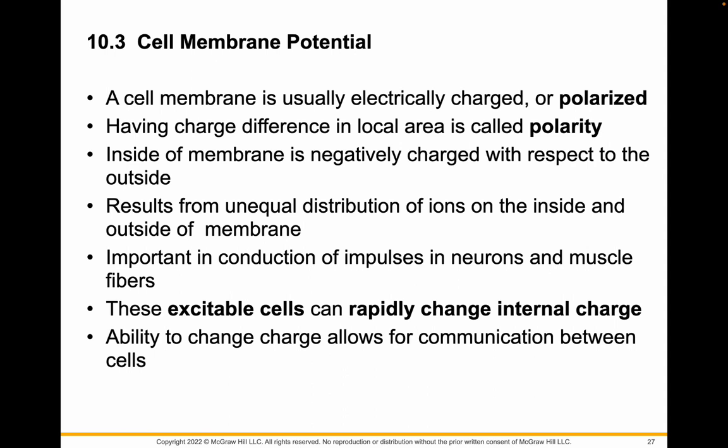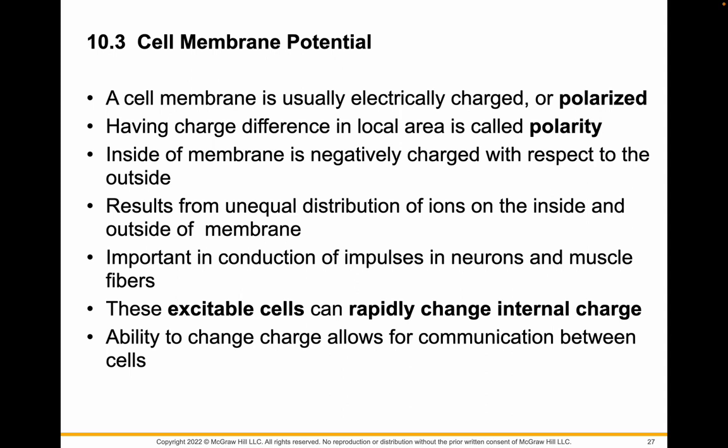And the reason they named it polarized is because one side has a positive charge and one side has a negative charge. It is potential energy, just like a battery. So having this charge difference is called polarity. So inside the membrane is negative, and the outside is positive. And this is because of this uneven distribution of ions on either side of the membrane. And this has to happen for an impulse to work in both neurons and muscles.